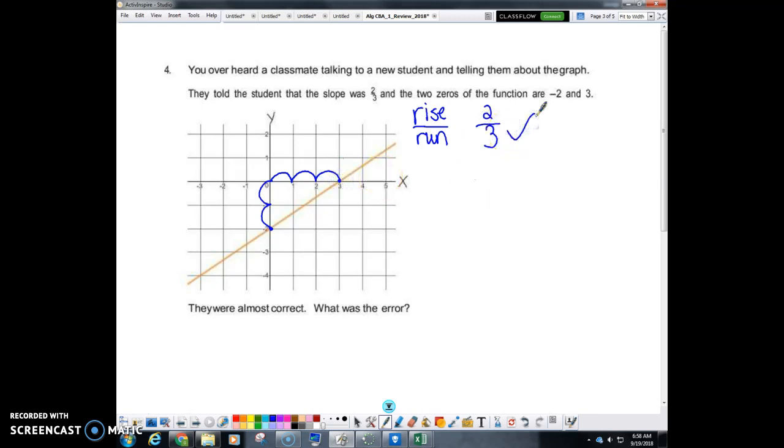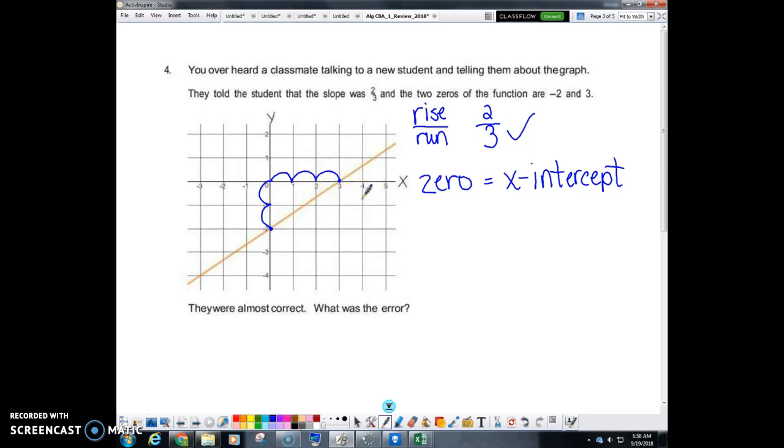So now the two zeros. Well, from the video before, if you remember, the 0 is the same thing as the x-intercept. Well, if you look at the graph, there's only one x-intercept, and that's 3. So they were almost correct.